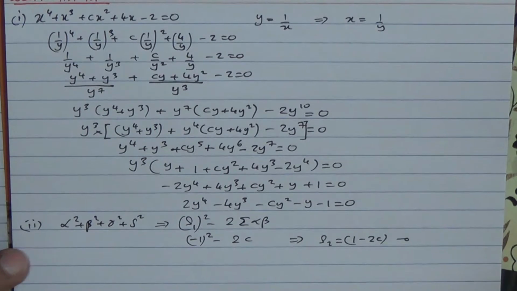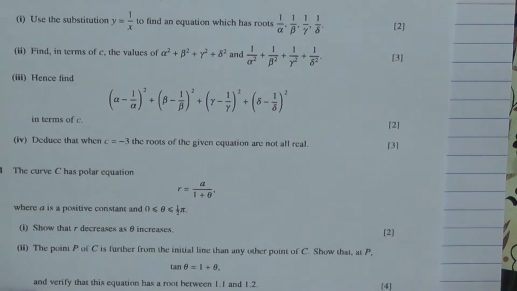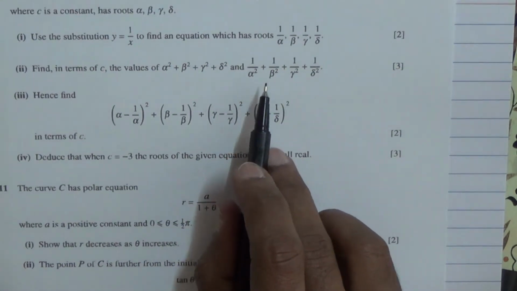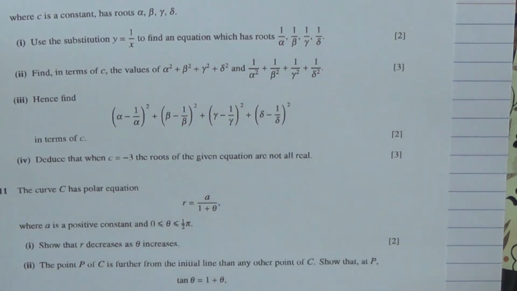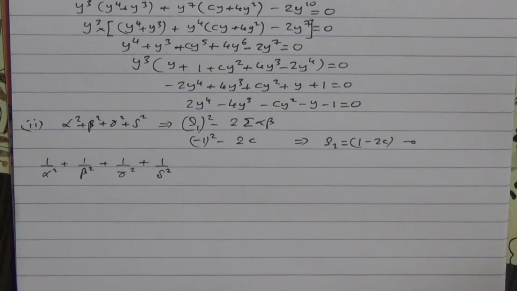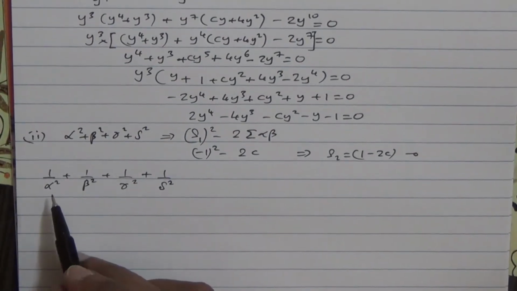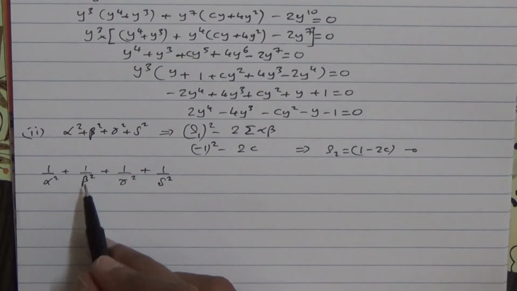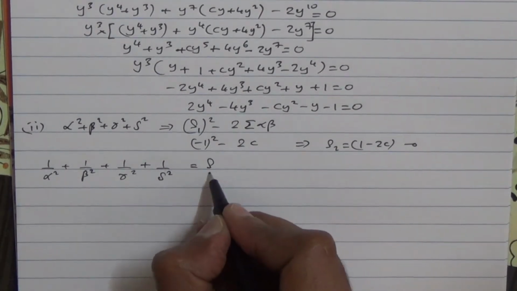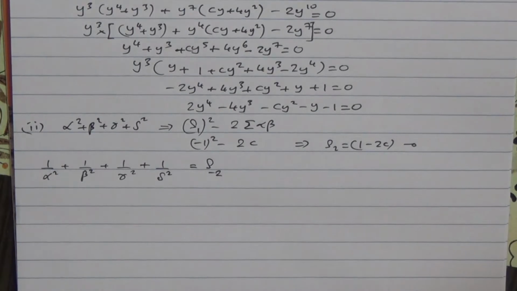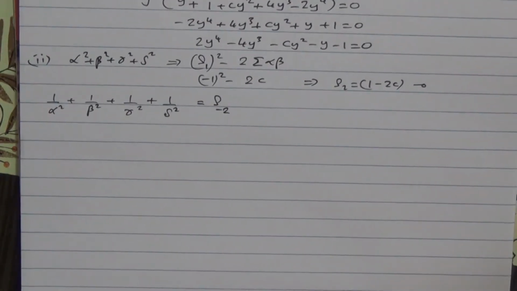And now for the other part of the question, this becomes a little bit more complicated: 1 over alpha squared, 1 over beta squared, and all of that. So we're going to do that just now. Now, to be able to find the sum of 1 over alpha squared plus 1 over beta squared and so on, we need to understand that this is basically using the recurrence formula S to the minus 2.